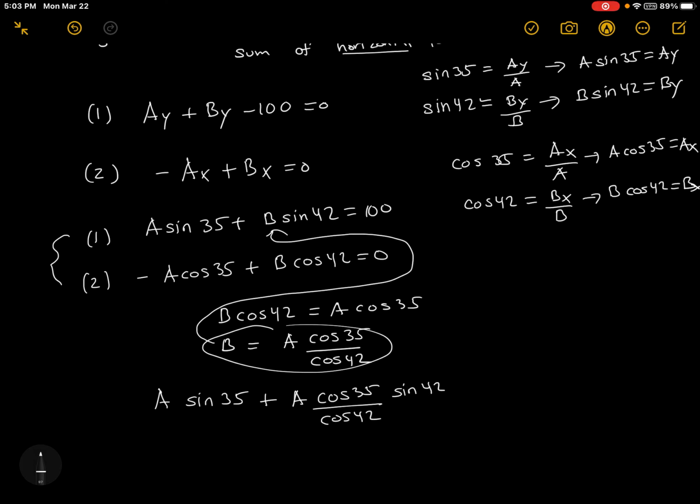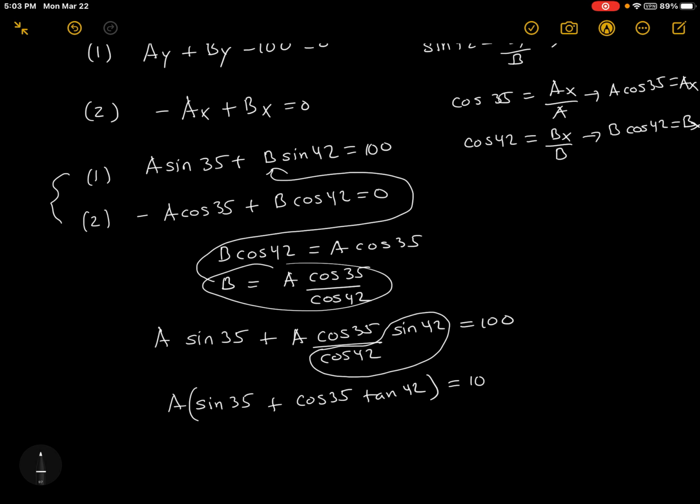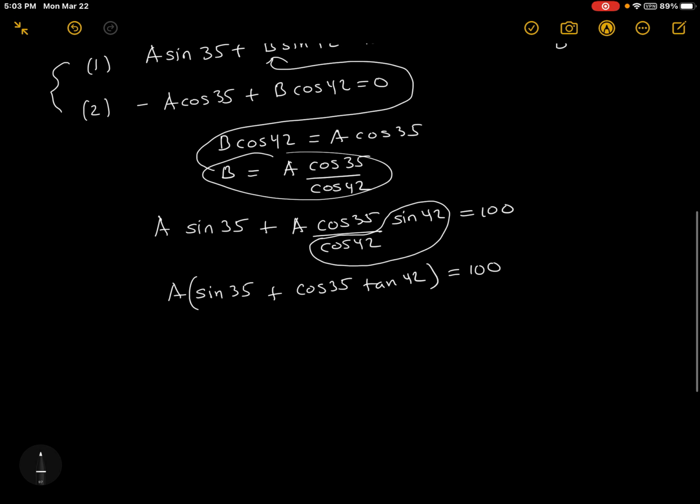Now I want you to notice something here at this point after I substituted. Sine over cosine of 42 is just tan 42. I'm going to factor out this A, so if I factor out this A, it will be cosine of 35 tangent of 42. This just saves you one less button to enter on your calculator, basically. And after I factor out the A and get A by itself, you'll get 100 over sine 35 plus cosine of 35 tan of 42. And finally, you can enter this on your calculator.